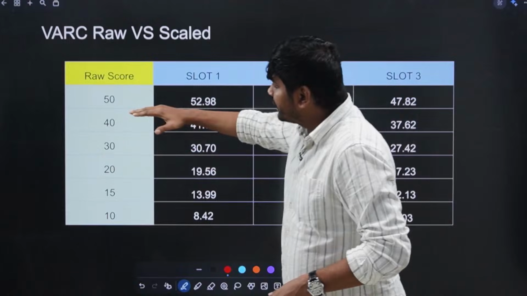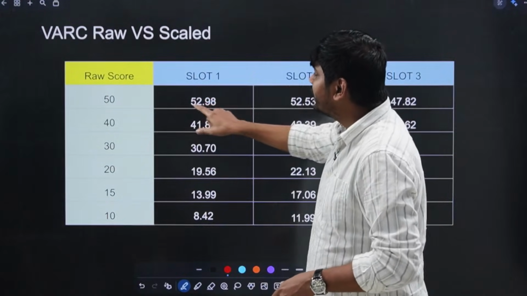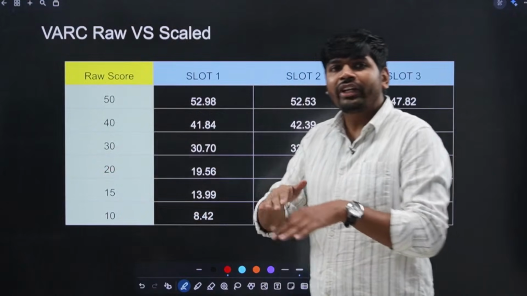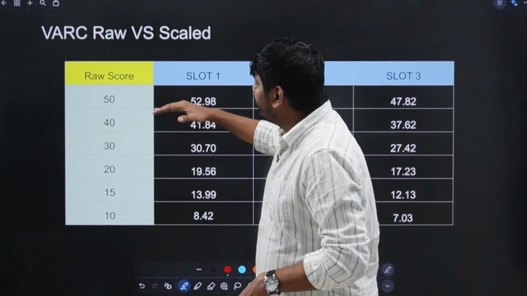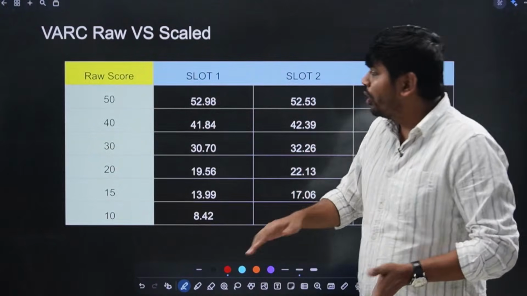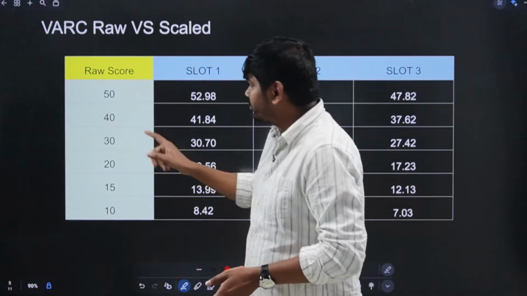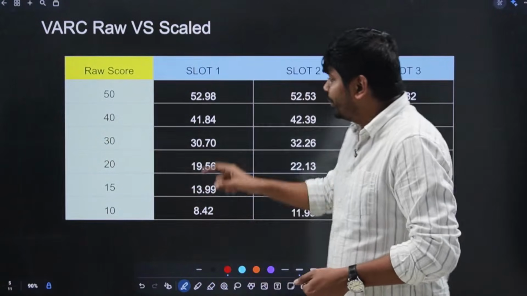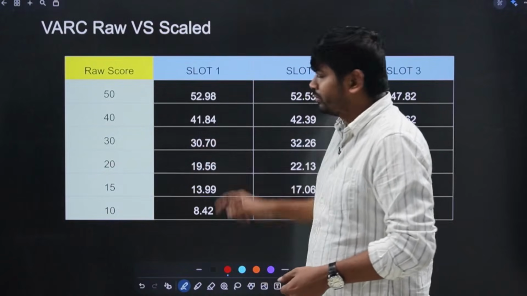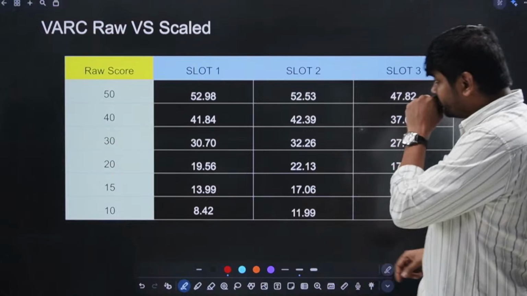At the upper end, in extreme cases like above 50, the jump is nearly 3 marks. But if you check at 30 marks, if you have done very well in the VRC section, your jump will be higher as compared to the people who are at the lower levels. For example, let's say 30 marks. At 30 marks, your raw score of 30 in slot 1 will give you 30.70. So nearly 0.70 jump in the scaled score.